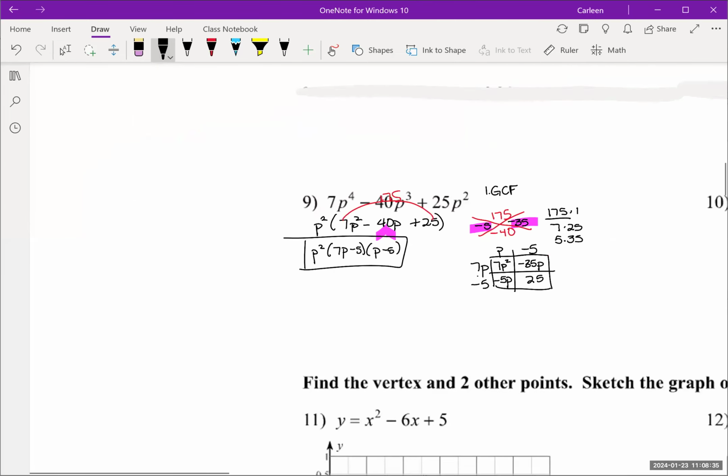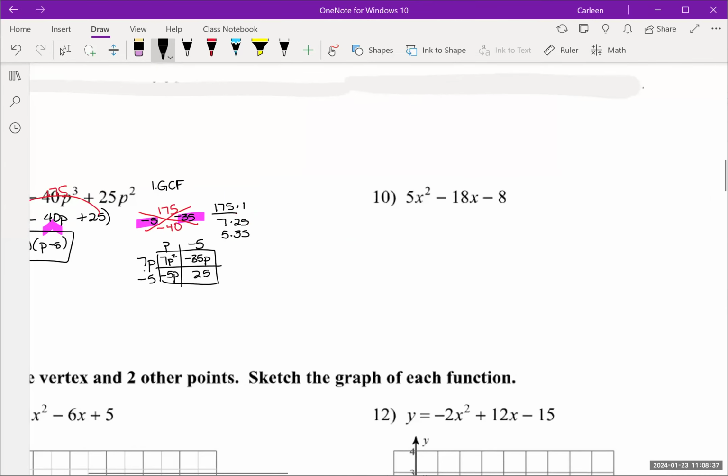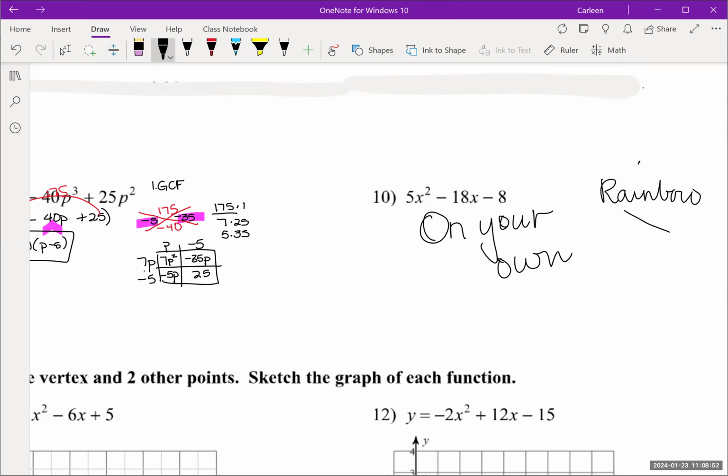Number 10 on your own, using the same methods that we just did. Okay, there's no GCF, but you're gonna go rainbow, diamond, box. Yeah, practice it.